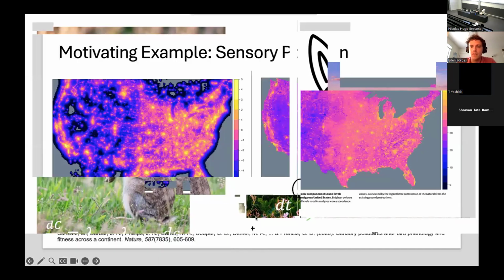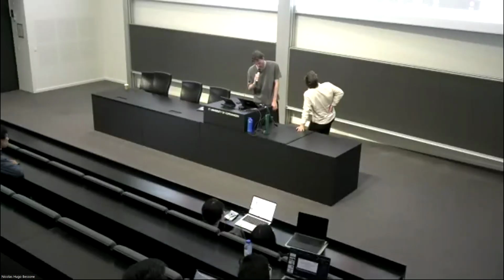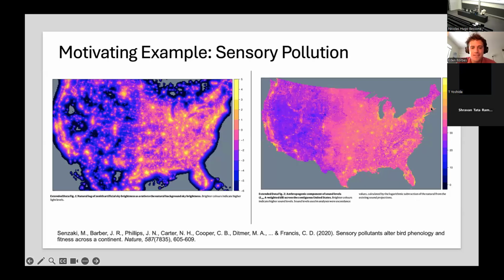So to explore this, I'm going to focus on a case study of sensory pollution. Sensory pollution is the presence of human-made signals that interfere with... Sorry, there's some issue with the slides. I think you should stop sharing and reshare. We have some artifacts in the slides. Is that better? Let's try. It looks good now.